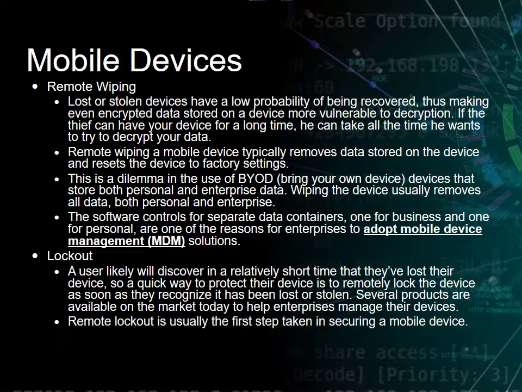Then there's lockout. I have not seen this on too many devices, but a user likely will discover in a relatively short time that they've lost a device. So a quick way to protect it is to remotely lock the device as soon as they recognize that it's gone. There are products available for it, but whether or not your enterprise thinks it's worth spending that money is another story. They might just choose to do remote wiping. The device should automatically lock after a certain period of time and require a login. Now, remote lockout is usually the first step in securing a mobile device, and before going to remote wiping, if the lockout option is offered to your users.